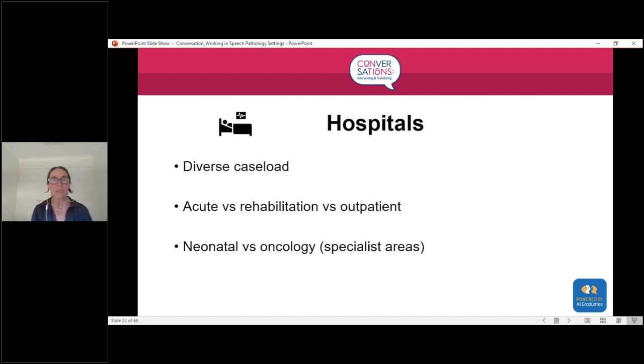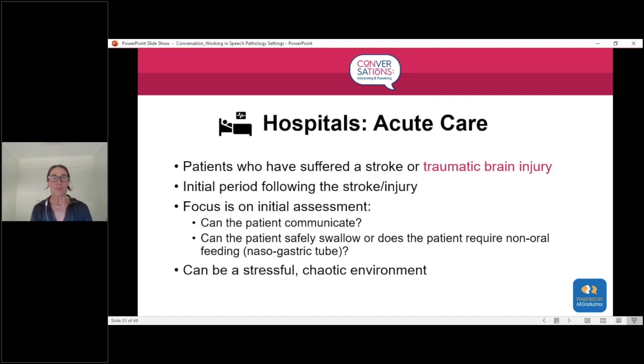All right, let's have a quick look at hospitals. I'm sure you all know what hospitals are, but I just want to give you a bit of a flavour about what speech pathologists do in hospitals. So hospitals is sort of a monolithic term because it's really quite a vast area. You have acute versus rehab versus outpatient care in a hospital. You have specialist areas like neonatal, newborn babies, oncology, cancer. So hospitals is a big area. We'll have a quick glimpse first at the acute care setting.